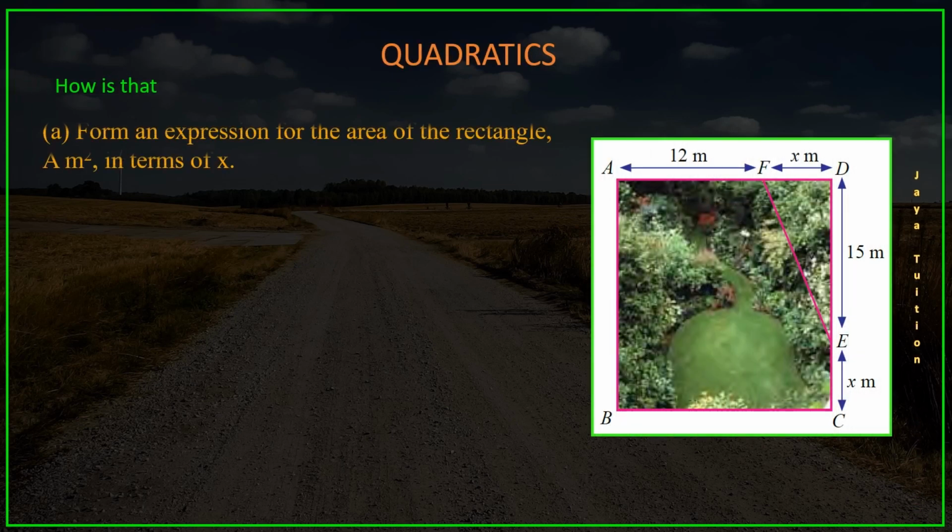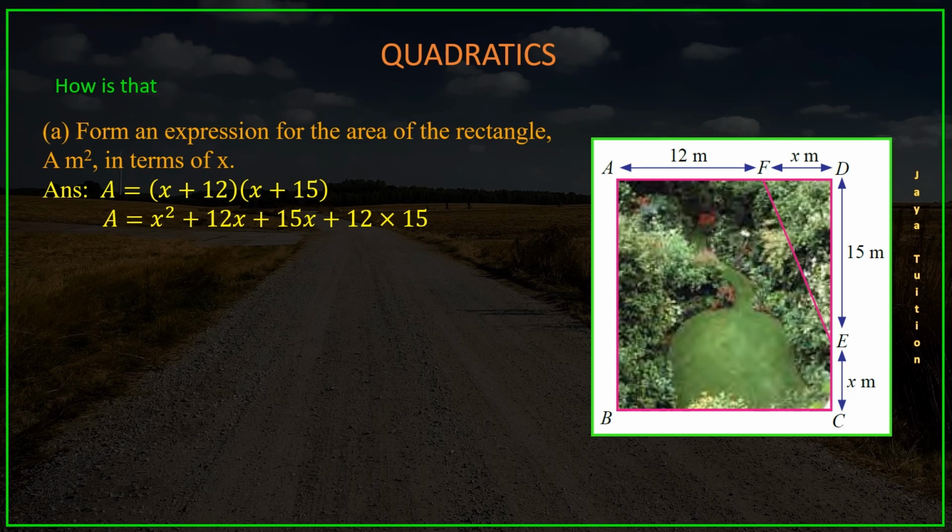We have to form the expression for the area of the rectangle. So area of the rectangle is equal to length into breadth. The length is x plus 12 and the breadth is x plus 15. So when you multiply both these quantities, we get the area A equal to x squared plus 27x plus 180.